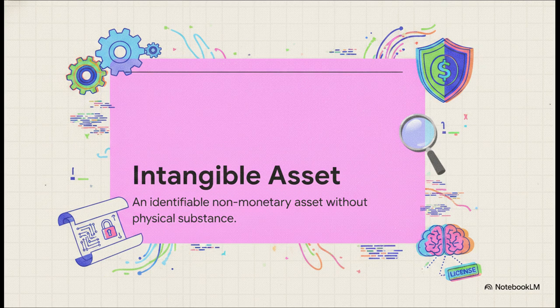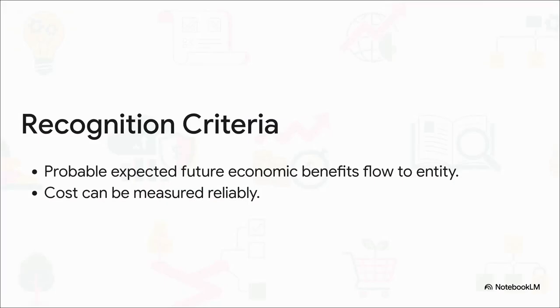Think of a patent or a software license. You can't literally hold it in your hand like a piece of factory machinery, but it still holds massive, massive value for the company. Now, to actually recognize this invisible asset on your balance sheet, you've got to prove two strict criteria. And this applies whether you're buying it on day one or adding to it later on.